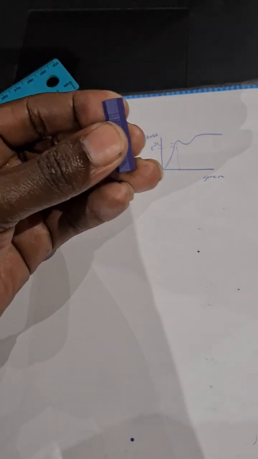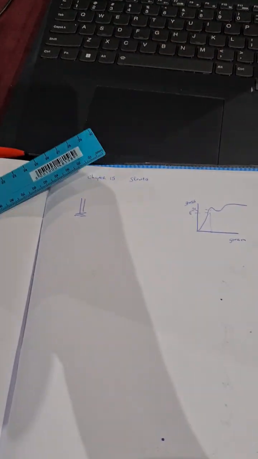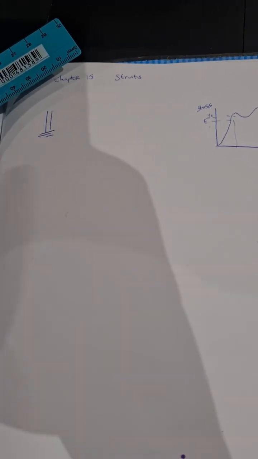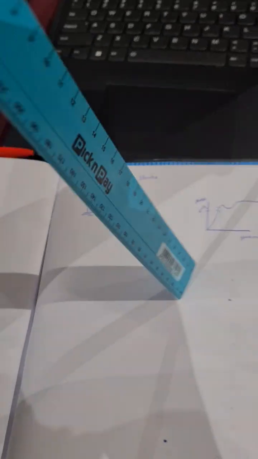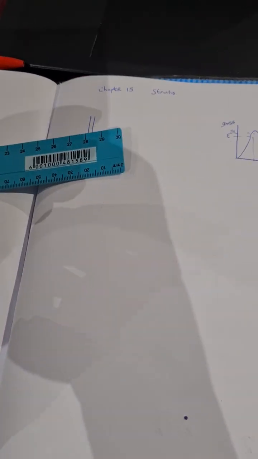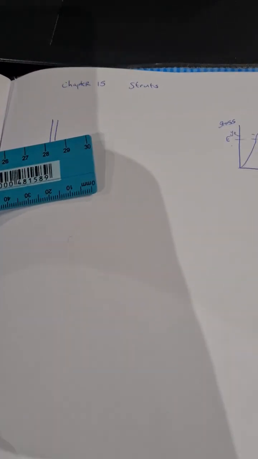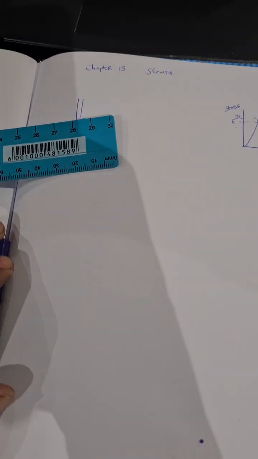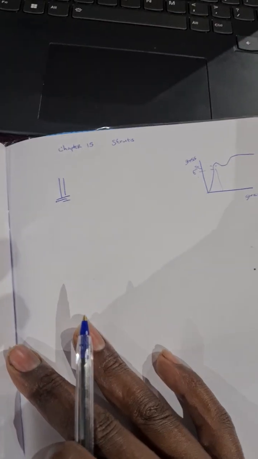If it's a short column, it's going to fail by yield stress. But if it's a long column, the moment we apply pressure, it's going to fail by buckling, right? And there are many theories about how we calculate that buckling, and how we know whether it's going to fail by buckling or by yield stress only. That is what we are doing in chapter 15, right? So without wasting time, let's go into it.